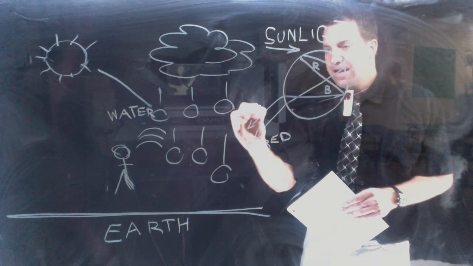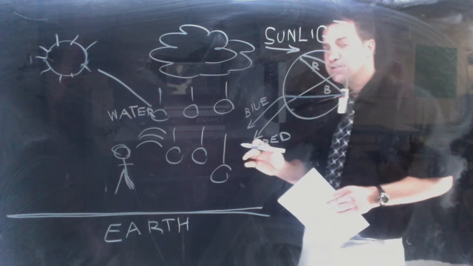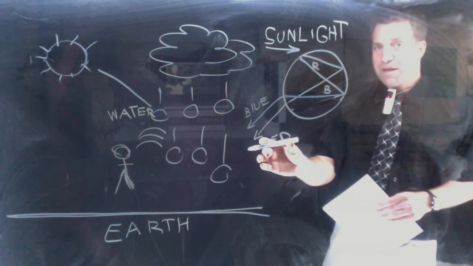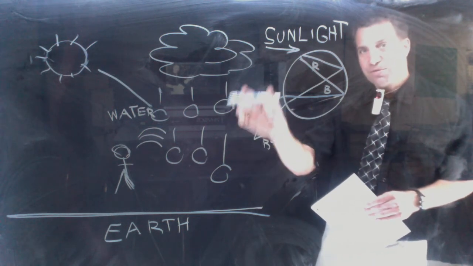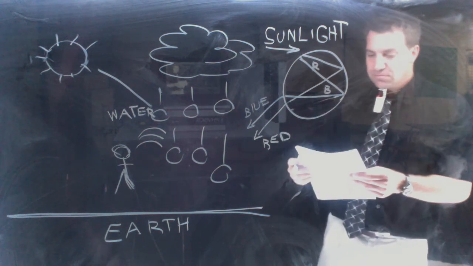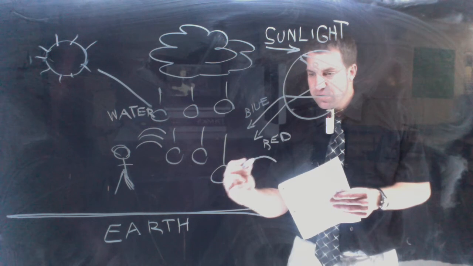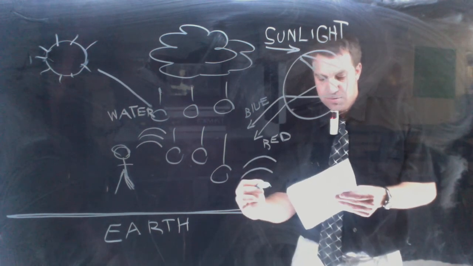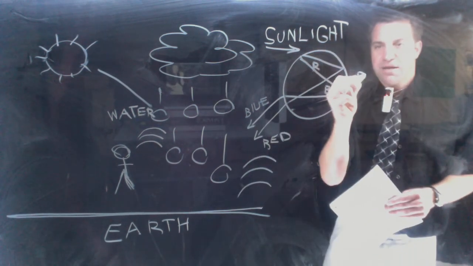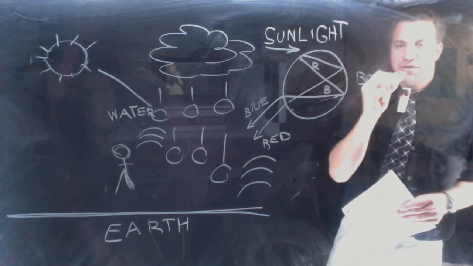The different index of refraction, which depends on the wavelength, tells you that the red is going to bend a little bit less than the blue. And with the bounce off the back of the raindrop, the blue comes out at a little bit higher angle than the red.